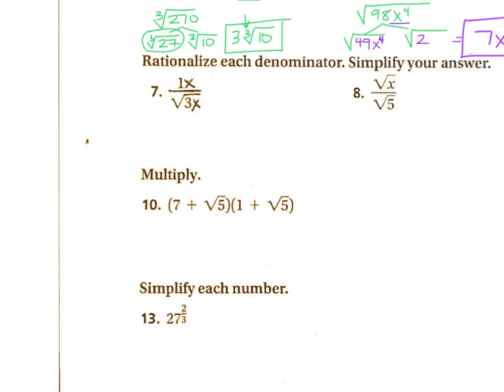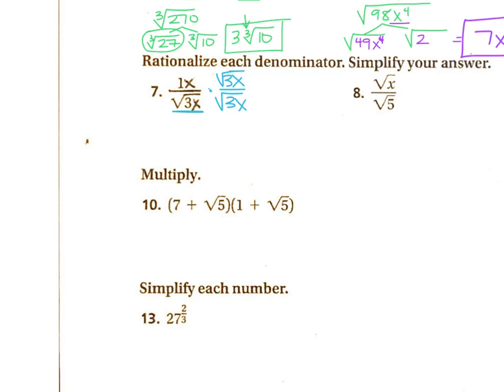Okay, so for number 7, lost my pens. We are going to rationalize the denominator by multiplying by 1, but we're going to make our 1 look a little different. Remember, this is where we do the square root of 3x over the square root of 3x, right? Whatever this is, we're going to multiply it over itself, so we're not changing anything, we're just multiplying by 1.